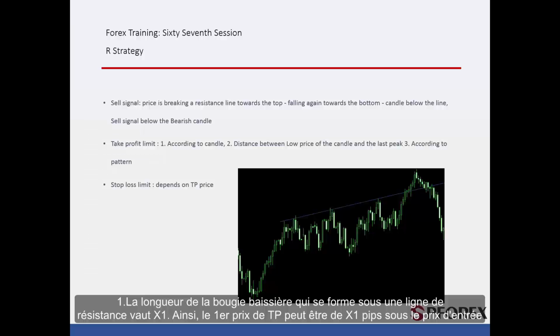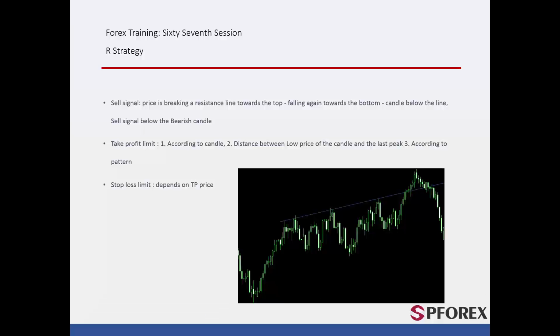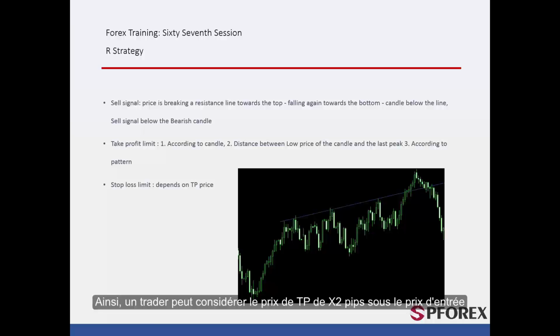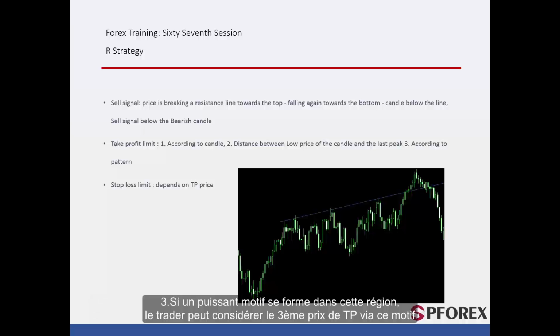1. The length of a bearish candle that forms below a resistance line equals x1. Thus, the first TP price can be x1 pips lower than the entry price. 2. The distance between the low price of a given candle and the high price of the candle on the last peak equals x2. Thus, a trader can consider TP price x2 pips lower than an entry price. 3. If a powerful pattern forms in this region, a trader can consider the third TP price via this pattern. SL price can be determined considering the TP price that the trader selects.